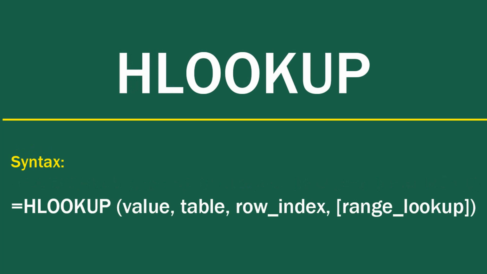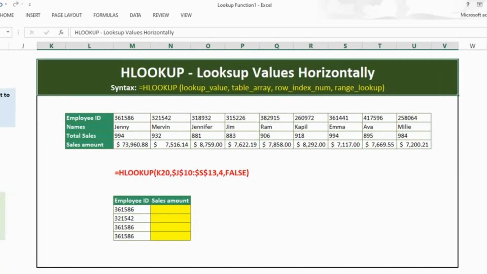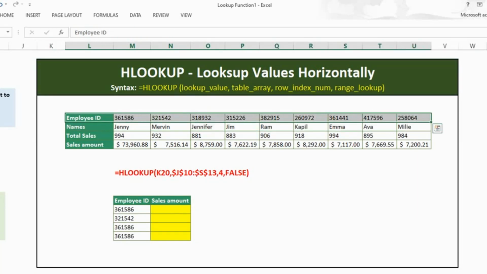Cool. The next lookup function which we will see is HLOOKUP. As its name suggests, the HLOOKUP function looks up values horizontally. On the screen you can see, in this scenario we have data horizontally. To look up the values horizontally, we have the function HLOOKUP.